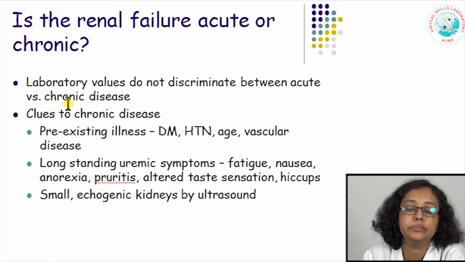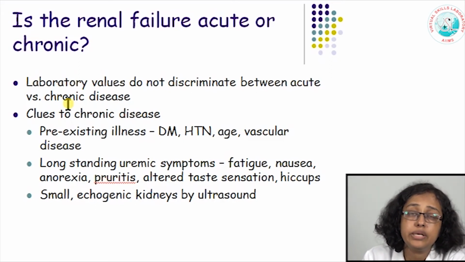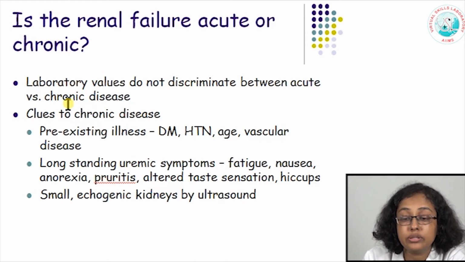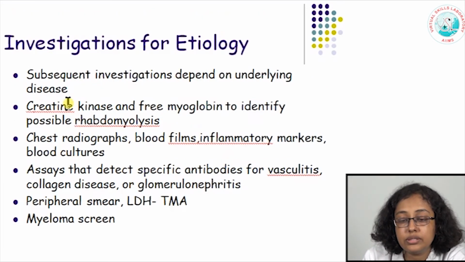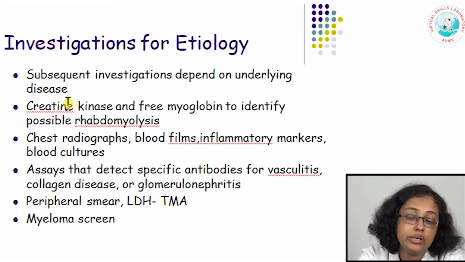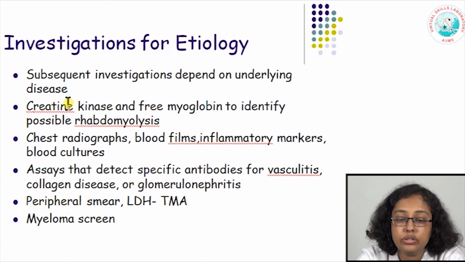Other than that, if a patient has a pre-existing illness like diabetes or hypertension, which are common causes of chronic kidney disease, or is of advanced age, that puts him at a higher risk. If a patient gives long-standing uremic symptoms like weakness, fatigue, difficulty in walking or climbing stairs, a loss of appetite, nausea, or pruritus, this would suggest that the patient has a pre-existing chronic kidney disease. We would do other investigations for etiology as we discussed earlier.